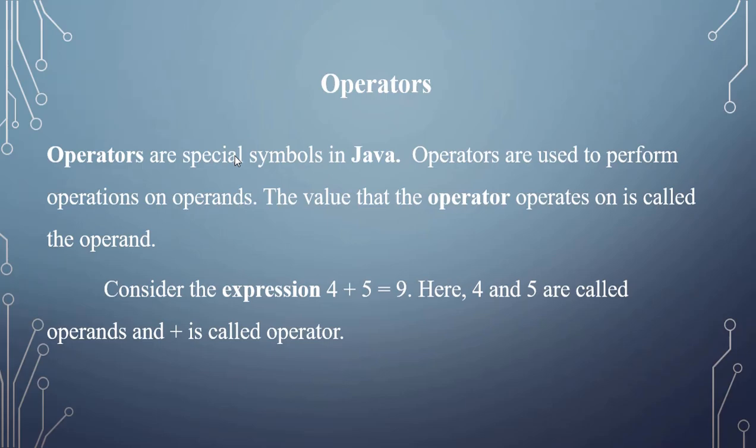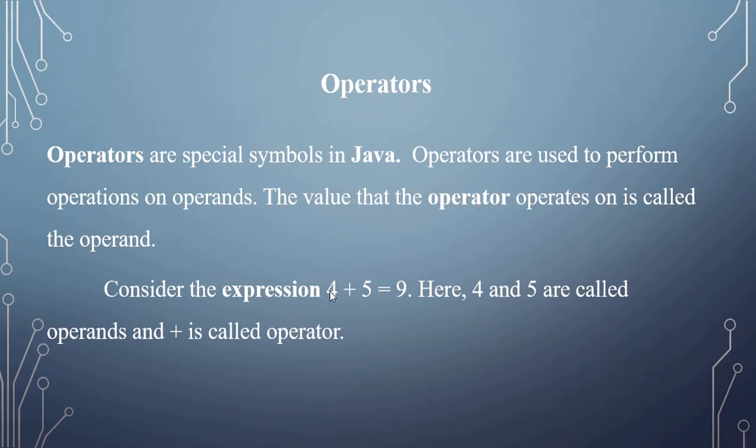In the last video, we completed 3 tokens: identifiers, keywords and literals. Now let's discuss operators. So what are operators? Operators are special symbols. Operators are used to perform operations on operands. Okay, what are operands? The value that the operator operates on is called the operand.